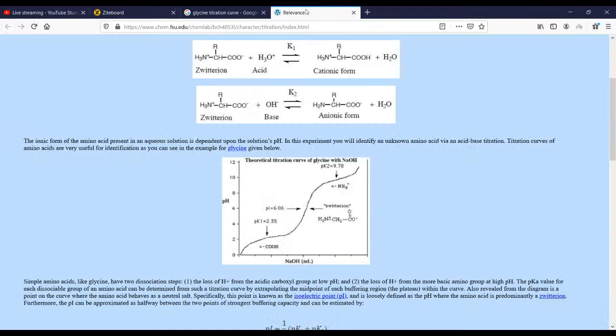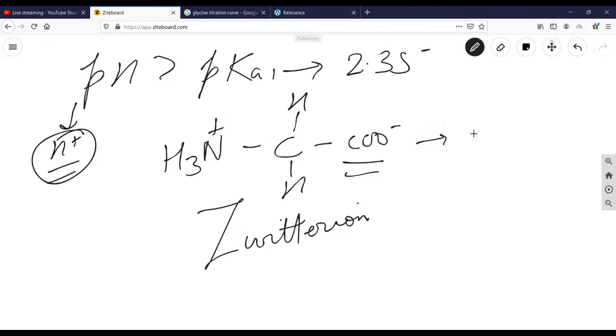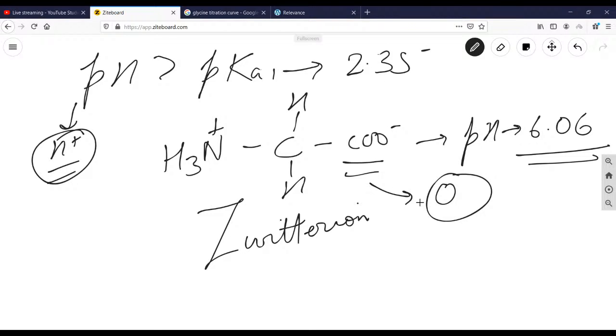The zwitterionic state for glycine is at pH 6.06, sometimes 5.97 also. All the molecules will be like this, so the net charge is plus-minus, 0. You can see the trend. The net charge was plus 1 when pH was less than pKa1, plus half when pH was equal to pKa1, and now it is completely 0, which is at the isoelectric point, pI.